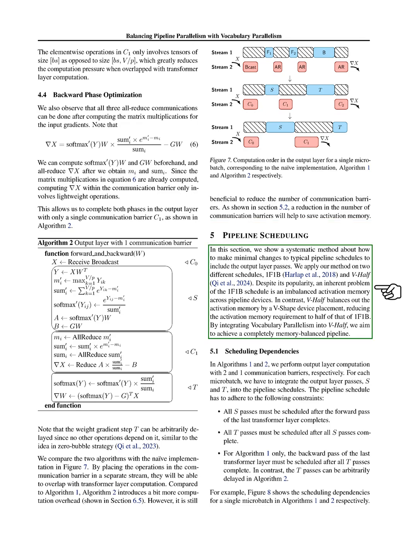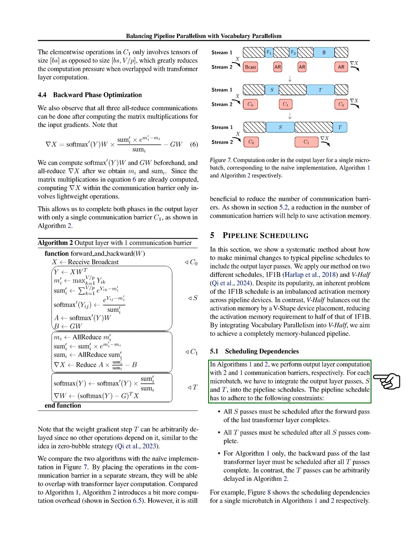In the next part, we present a systematic method to make minimal adjustments to typical pipeline schedules to incorporate the output layer passes. We apply this method to 2 different schedules, 1F1B and V-half. The 1F1B schedule, while popular, suffers from imbalanced activation memory across devices. In contrast, V-half balances the activation memory by using a V-shaped device placement, cutting the memory requirement in half. By integrating vocabulary parallelism into V-half, we aim for a fully memory-balanced pipeline.